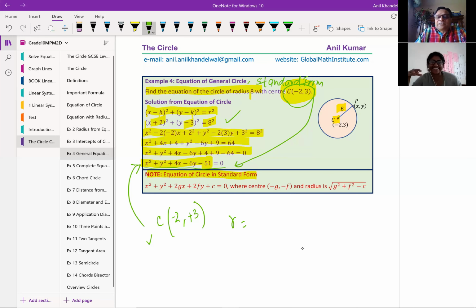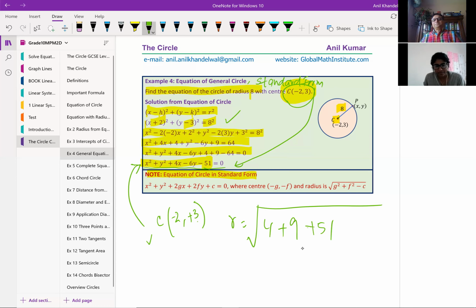What is the value of r? Tell me. Okay, so square of this, which is 4. Square of this, 9. And negative of this, which is +51. Correct? Right. So 13 plus 51 is 64. So square root of that is 8.